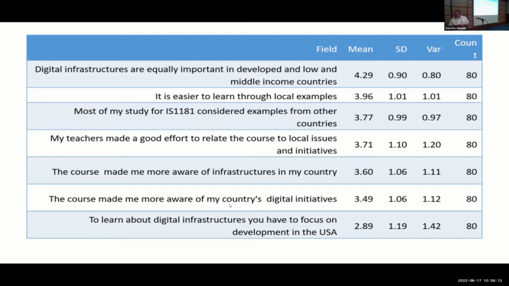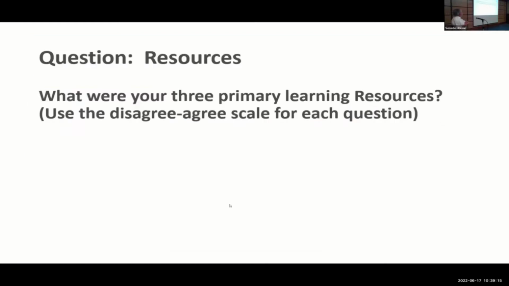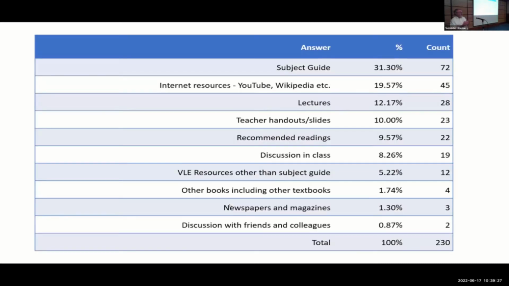Next one, please. Okay. Another question, what were your 3 primary learning resources? Because if they want to be local, maybe they look local for things to relate to. And here our answers are, as you would expect, the subject guide. We'd spent a lot of time writing it, so it goes way at the top there. Internet resources, YouTube, Wikipedia, we're very keen on that. There's a lot of internet resources pushed at them.